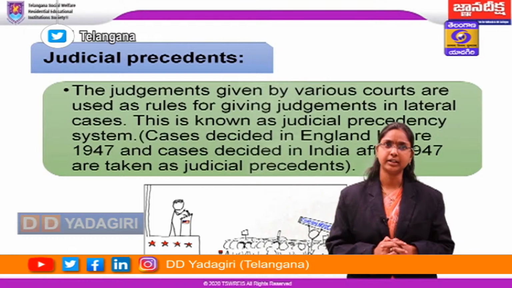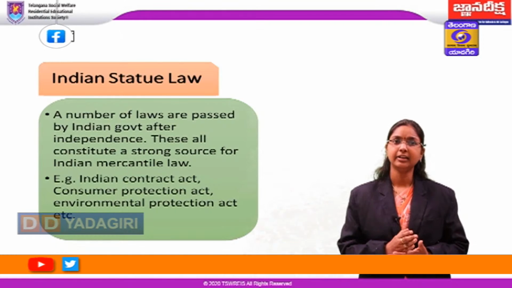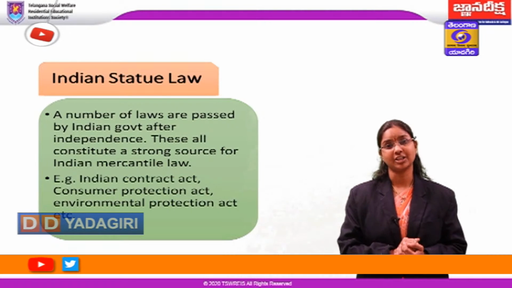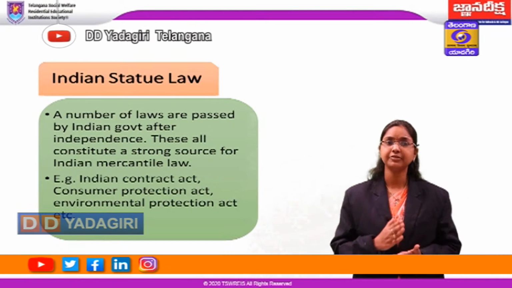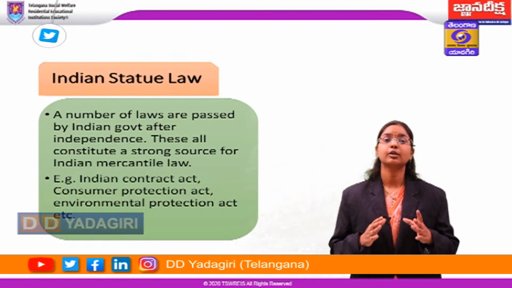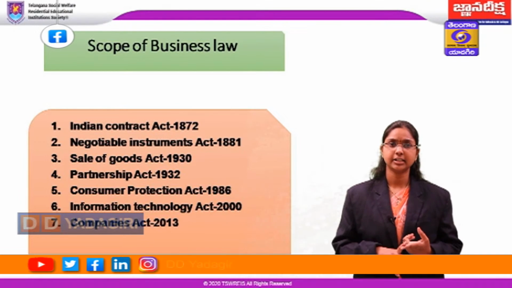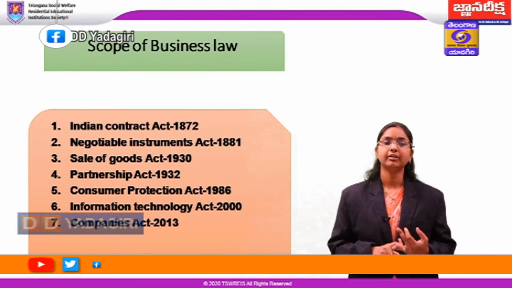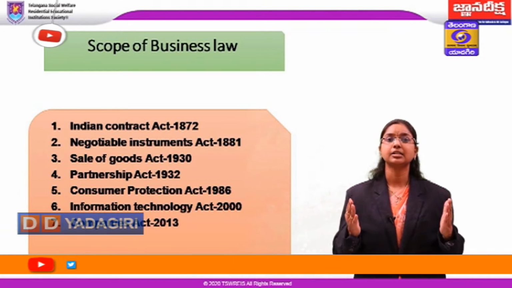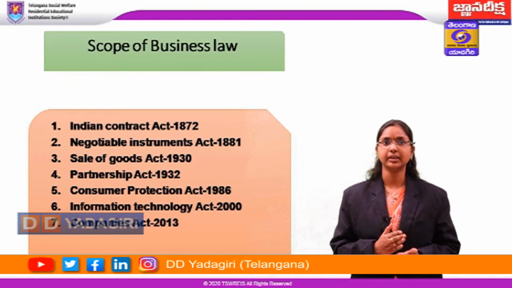The next and important source of business law is Indian statute law. As we have already discussed, a bill, when it is accepted by Parliament, becomes an act. Such acts are called statutes, which are in written form. After independence, a number of laws have been passed by the Indian government. All these laws constitute a strong source for our Indian business law. Examples: Indian Contract Act, Consumer Protection Act, Environmental Protection Act, Information Technology Act, and so on. So these are the various sources through which our business law has evolved and which we started using.